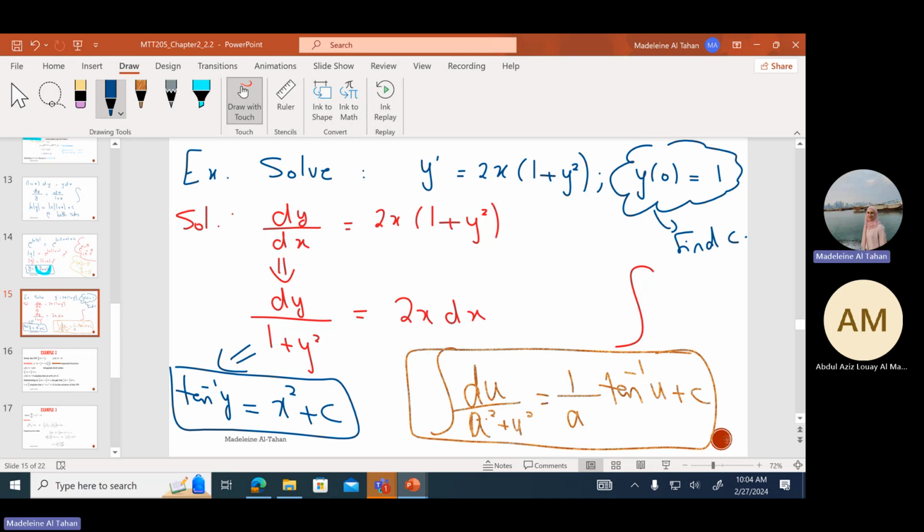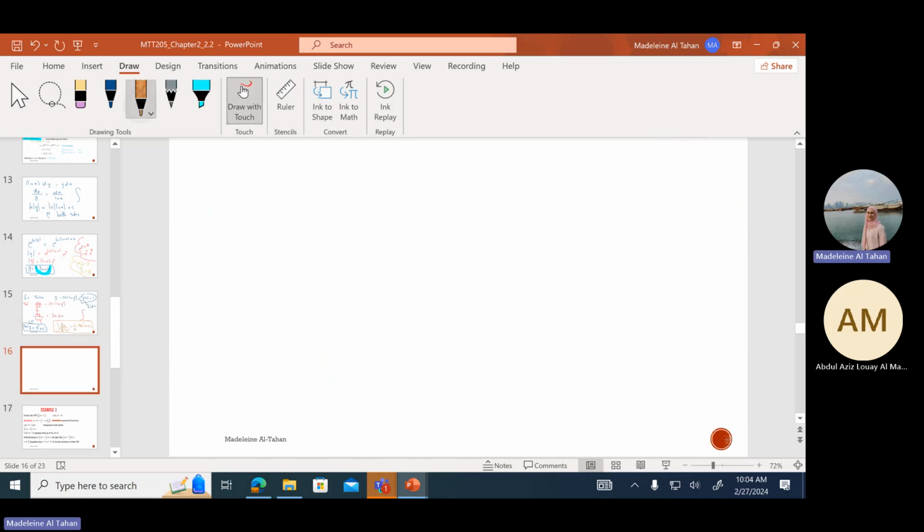Okay, so how do I find C? Did we finish writing this? Are you okay before we move forward? What do we have here? Tangent inverse y is equal to x squared plus C. What do we have? y at 0 is equal to 1. What does this one mean? So instead of x, we substitute 0, and instead of y, we substitute 1.